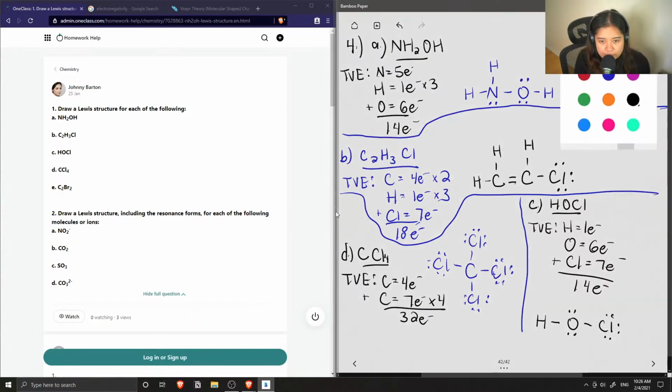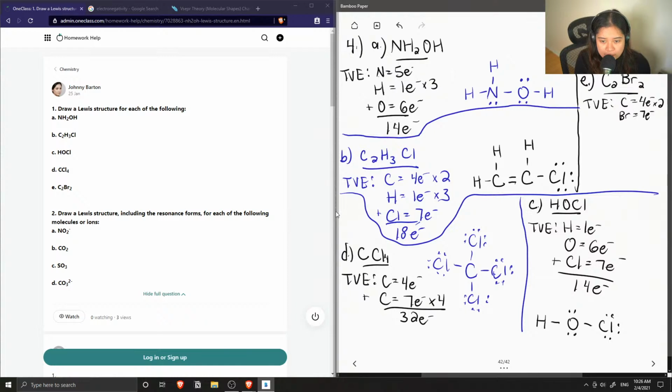Okay, so I know everything's out of order, but I think I can try to just fit E in this little section right here, just so that we can fit all the parts in part 1. Okay, so this is E. We have C2Br2. Calculating the total number of valence electrons. Carbon has 4 times 2. And bromine has 7 times 2. Giving us 22 valence electrons.